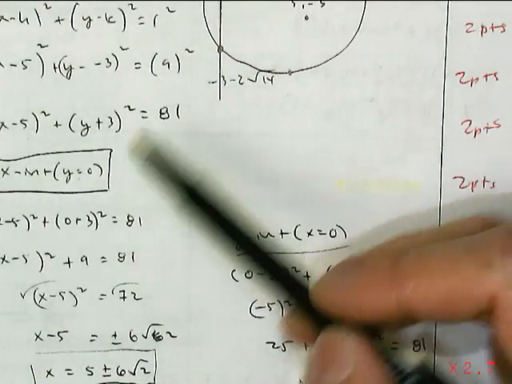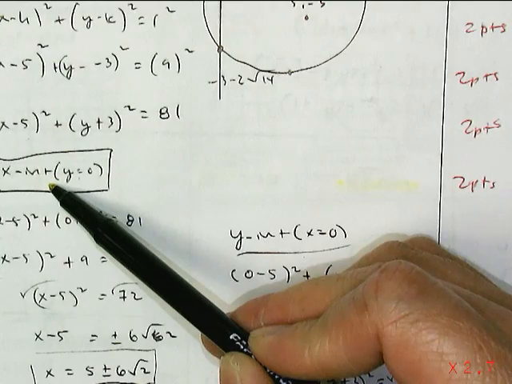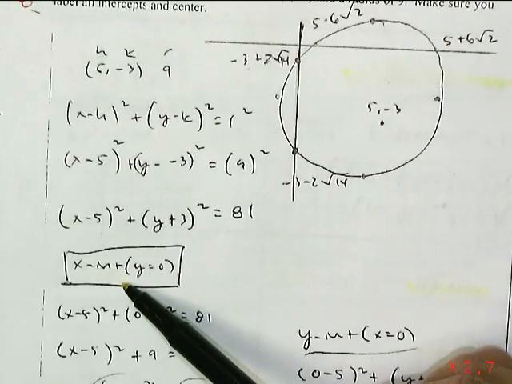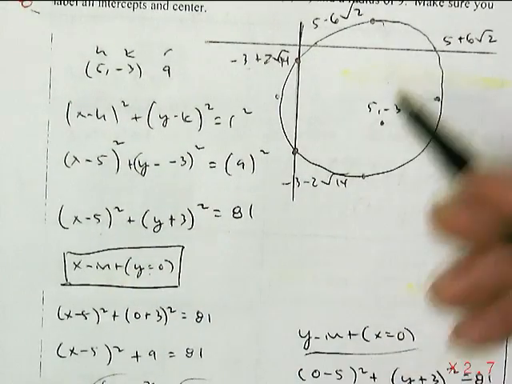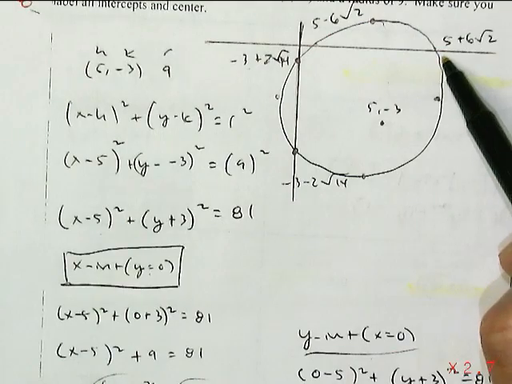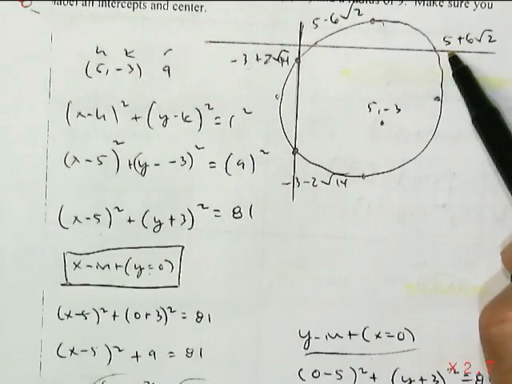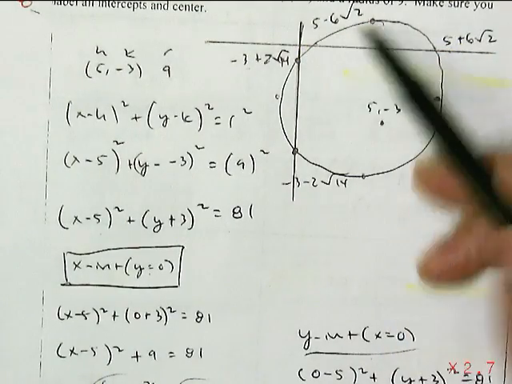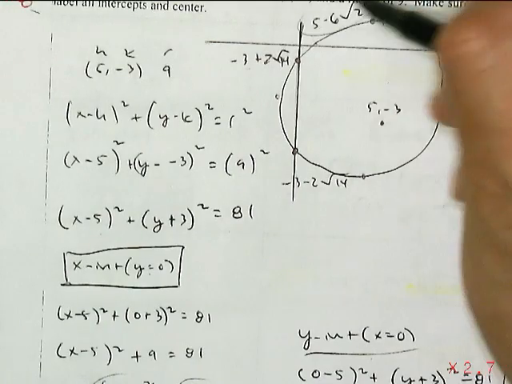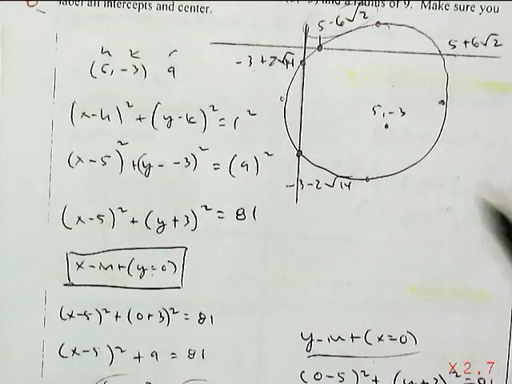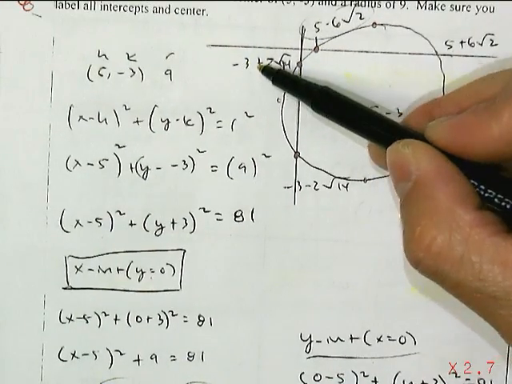Notice how on your x-intercept, 5 plus, the plus sign goes towards the right, and remember the minus sign goes towards the left. This is one right there. And then your y-intercept, same thing. Plus is on top, minus on the bottom.